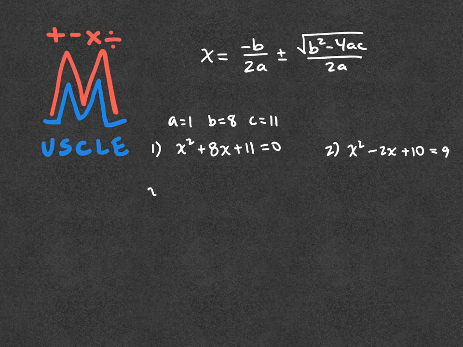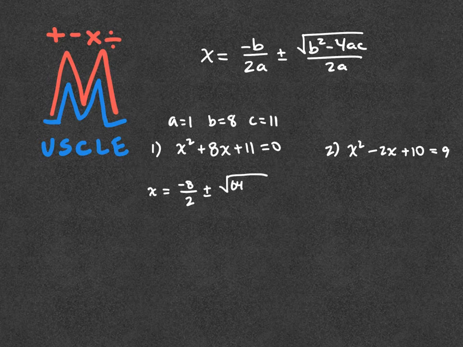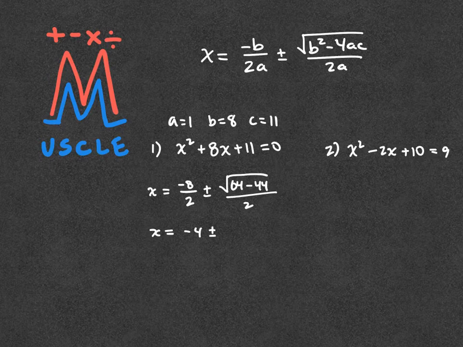So as we go through this process, opposite of b, or negative b, is negative 8 over 2a, which is 2 times 1, plus or minus the square root. B squared is 64 minus 4ac. So 4 times a is 4 times 1 times 11 is 44. So minus 44 all over 2. Okay, so let's do some reducing. That would give me negative 4 plus or minus the square root of 24 over 2.